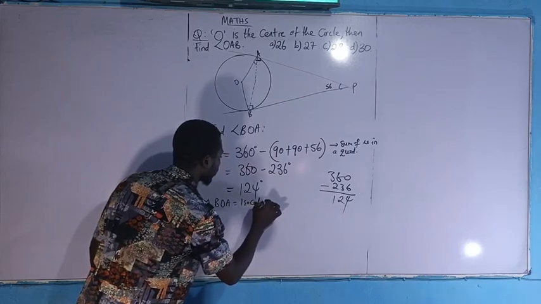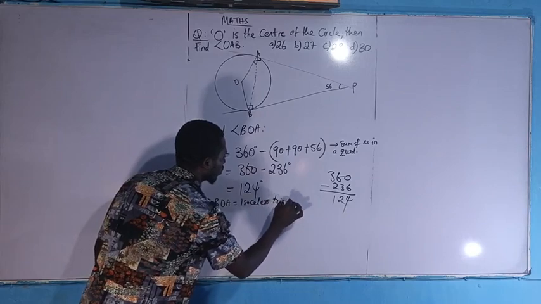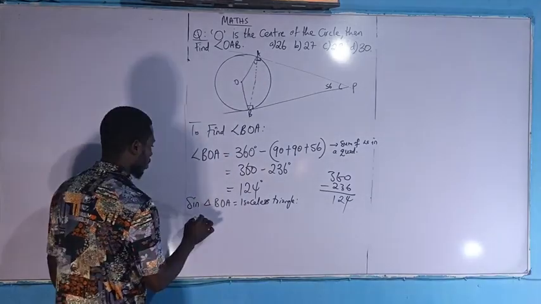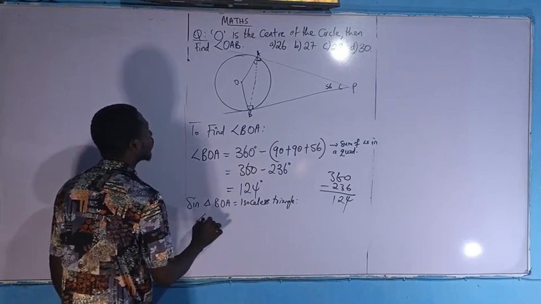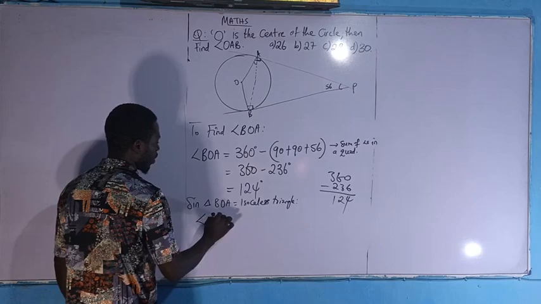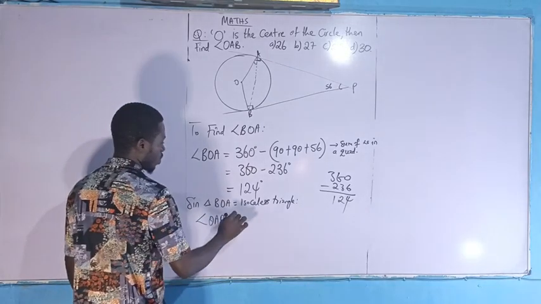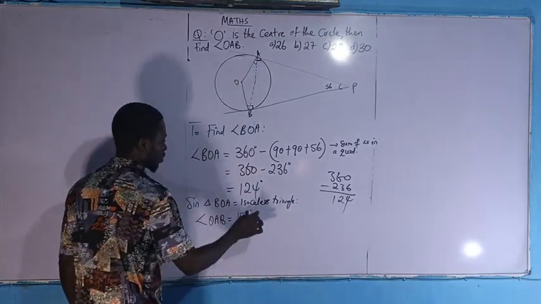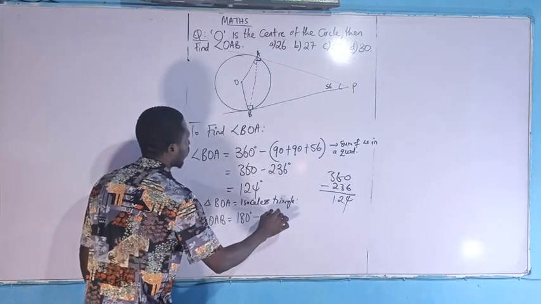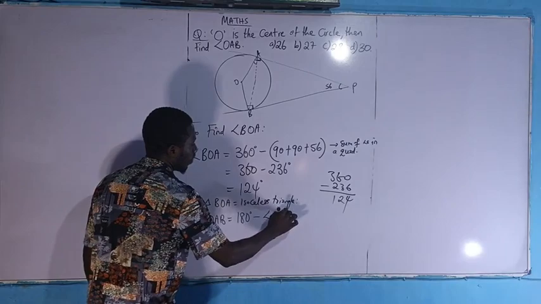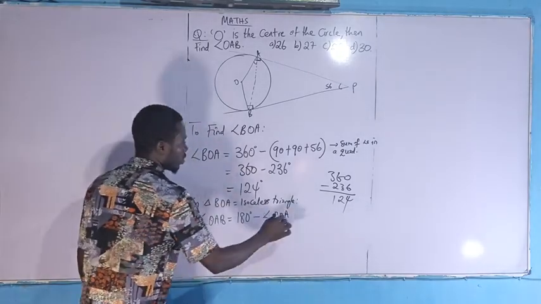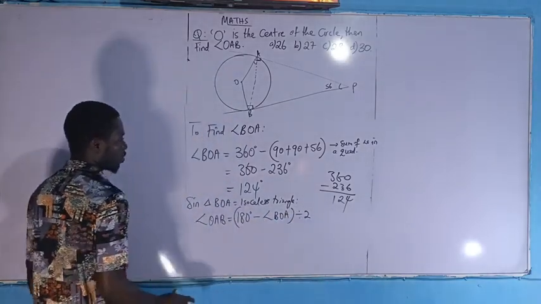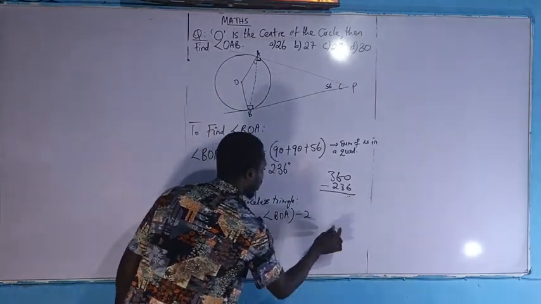Isosceles triangle, we will have that angle OAB will be equal to 180 degrees minus angle BOA, divided by 2. Reason: base angles of an isosceles triangle.